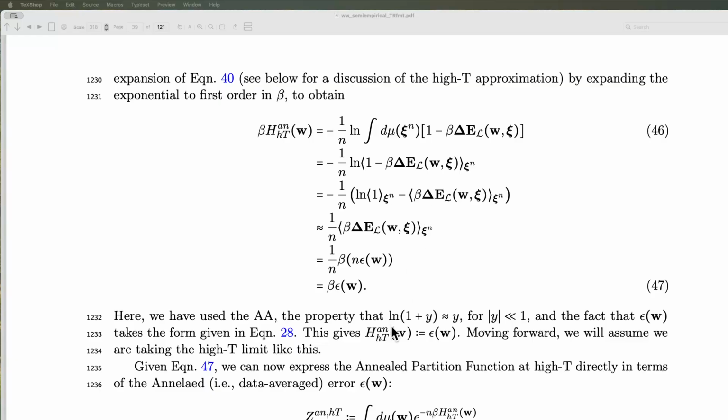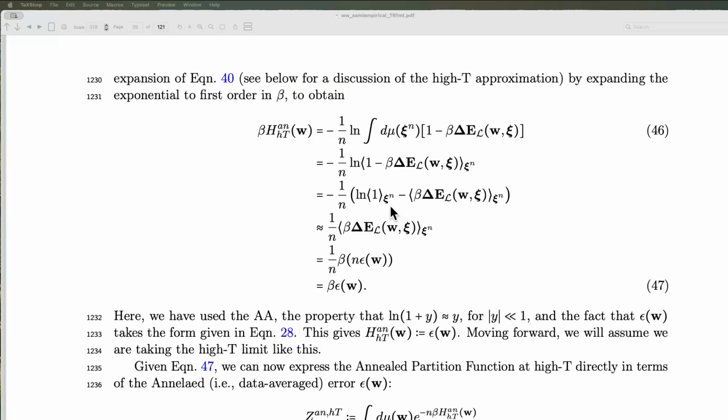Oh yeah, okay. Here's the part where we use the property that natural log of 1 plus y is approximately equal to y. So this step is wrong, and I'd forgotten; that's why my brain stopped. We're actually using this property. So the third line here on equation 46 doesn't belong there. I'm sorry about that.